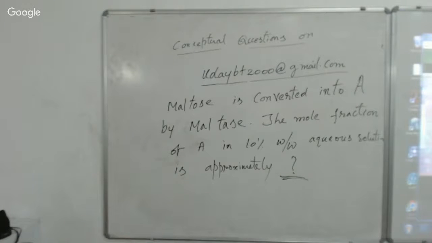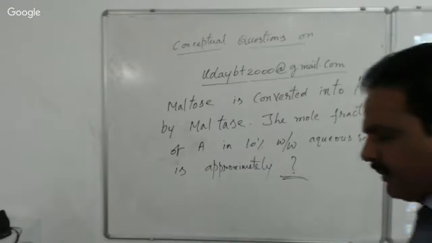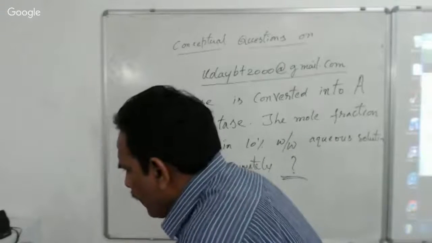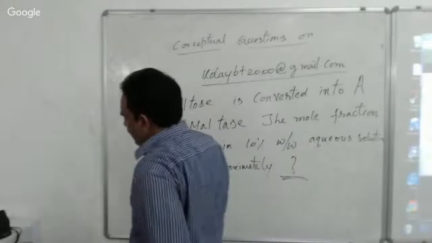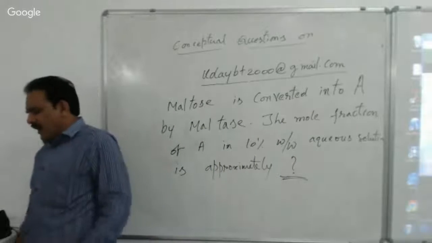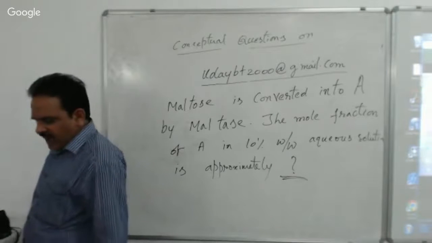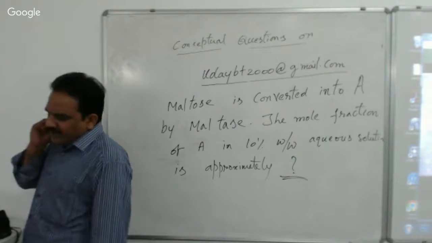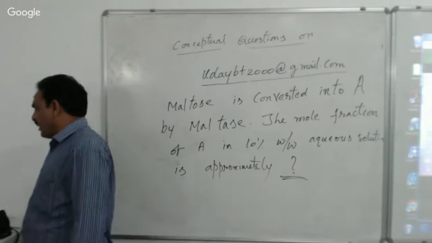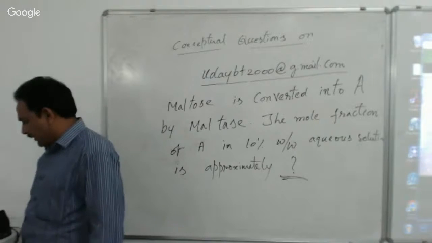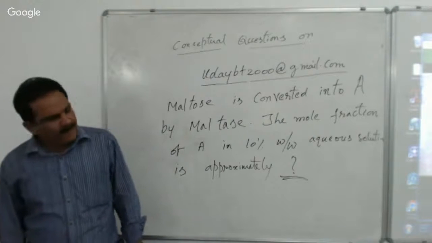Sir, we don't know the formula of maltose and maltase. We don't know the formula of both the compounds, sir. You must know what is maltose and what is A. Otherwise, you cannot do it. You should know what is maltose and the maltose formula. Then when maltose reacts with maltase, what is the product obtained? And if you know the product's molecular formula, then only you will do it. Otherwise, you cannot.